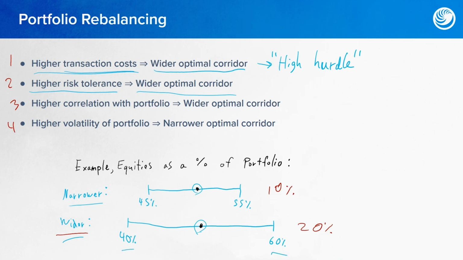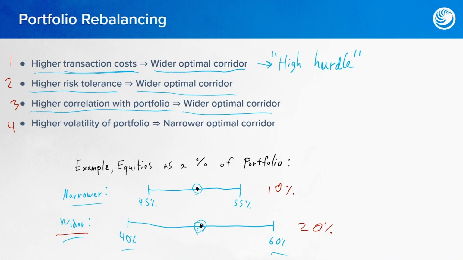Now, the next factor is higher correlation with the overall portfolio. So when the assets within the portfolio have higher correlation to one another, that means that when one goes up, another will go up and they'll move in the same direction, which means that they won't really deviate from these targets as much because all the assets are moving in the same direction, which means that you can afford to have a wider optimal corridor because it's less likely that there will be deviations from the target and it'll breach the corridors.